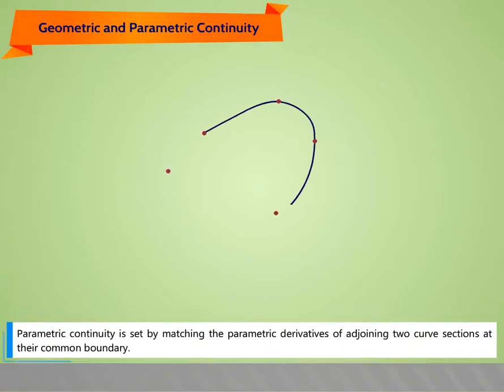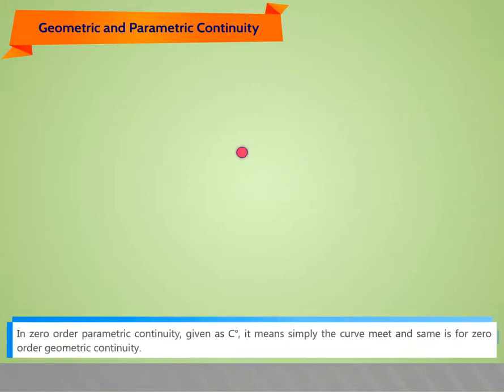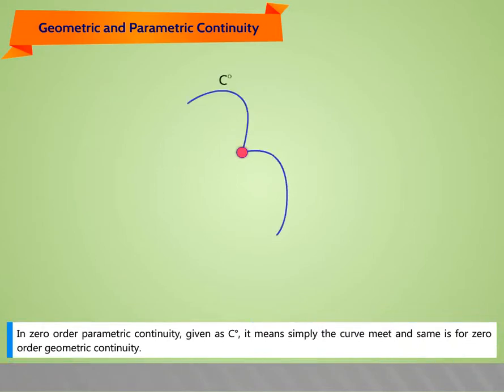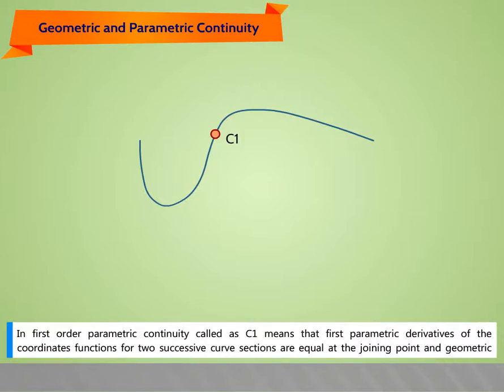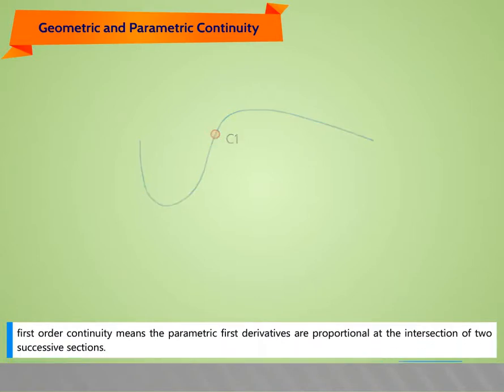Parametric continuity is set by matching the parametric derivatives of two adjoining curve sections at their common boundary. In zero-order parametric continuity, given as C0, it means simply the curves meet, and the same is true for zero-order geometric continuity. In first-order parametric continuity, called C1, the first parametric derivatives of the coordinate functions for two successive curve sections are equal at the joining point, and geometric first-order continuity means the parametric first derivatives are proportional at the intersection of two successive sections.